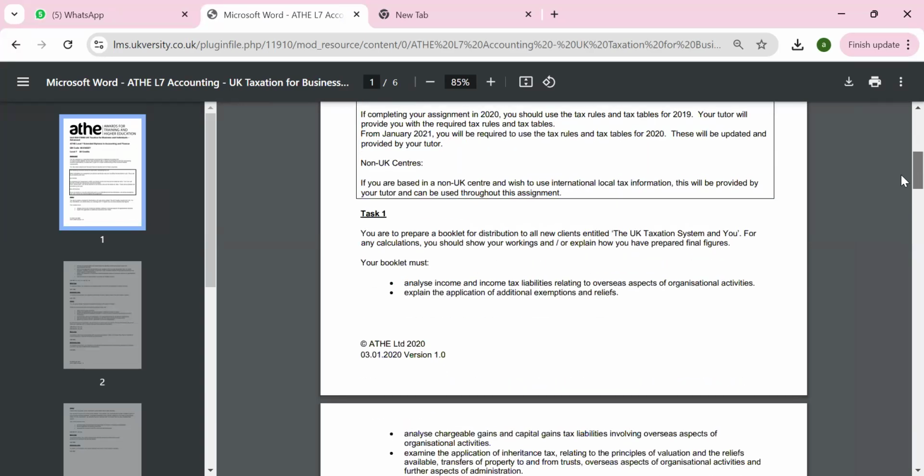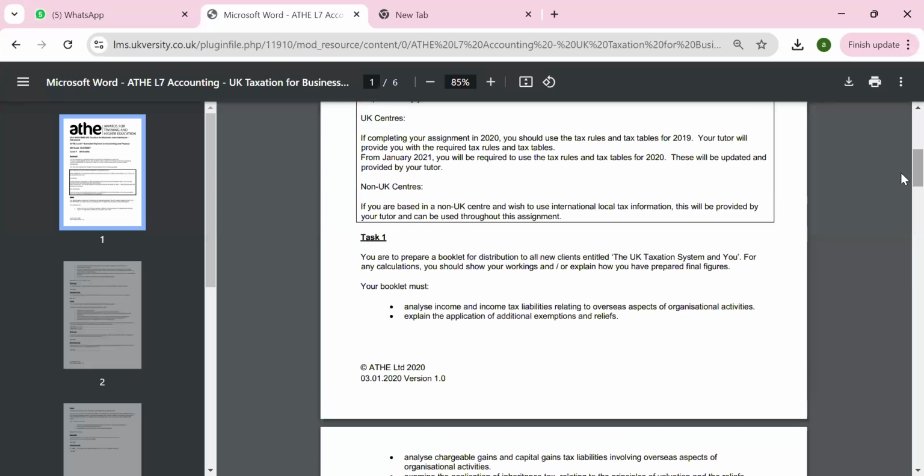So you are to prepare the booklet. The first task is preparing the booklet in which we explain the key concepts of taxation. So, income and income tax liability relating to overseas aspects. If you're discussing anything overseas, you look at residency: anyone who is living 180 days plus in this country becomes a resident and the tax rules apply.